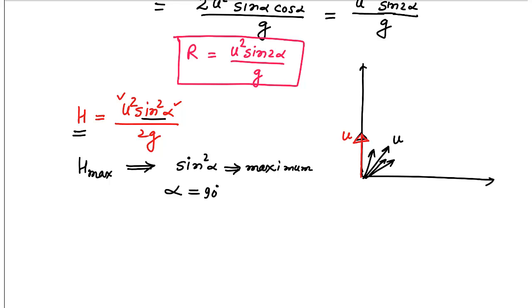Now what will happen if alpha is equal to 0 degrees? In that case, h is equal to 0 because sine alpha is equal to 0. In that case, no maximum height will be reached. Basically, in that case, you are throwing the projectile horizontally. So no maximum height will be reached.